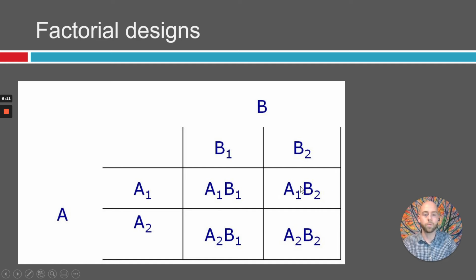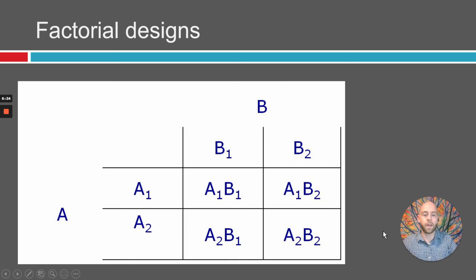A1, B2 would be high stress, low importance. A2, B1 would be low stress, high importance. And A2, B2 would be low stress, low importance. And it might be really useful to have all these different combinations so you know when stress matters and when task importance matters. And these things, again, are fully crossed.